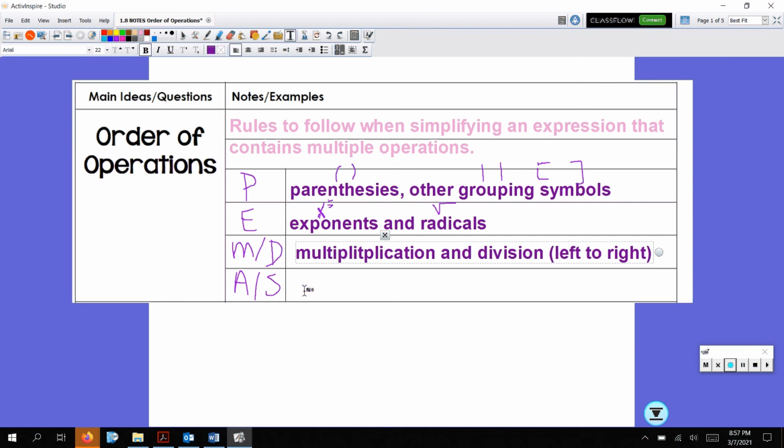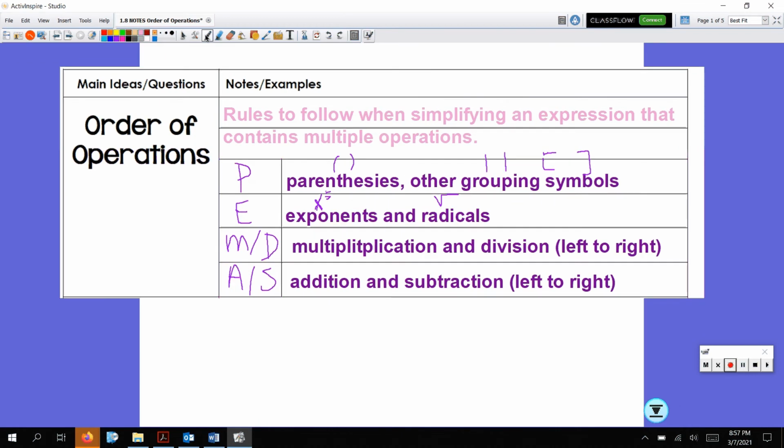Again, the A and S stand for addition and subtraction. Same thing, left to right. Whoever comes first, left to right, like you're reading a sentence. Okay, if you need a second to copy this down, make sure you do so. I usually do put a little arrow over the top here to help remind me whoever comes first, left to right.